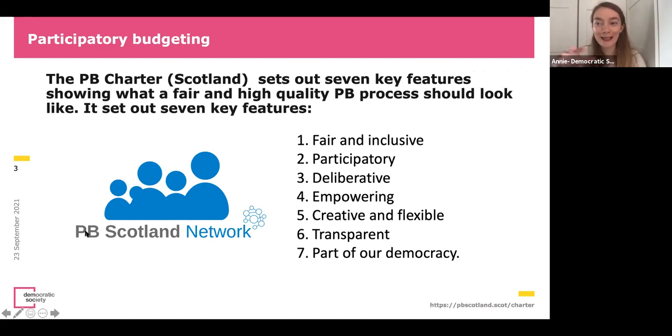So this is a Scottish thing, but just to give you a bit of context. In Scotland, there's a thing known as the PB Charter, which sets out 7 key features to show what's a fair and high quality PB process. So people use that as a guide on how to make a PB process. That includes being fair and inclusive, participatory, deliberative, empowering, creative and flexible, transparent, and then part of our democracy as well. And there's a wee link at the bottom if you'd like to have a wee look at that. But obviously that's Scotland's context, which Corin you'll know all about.